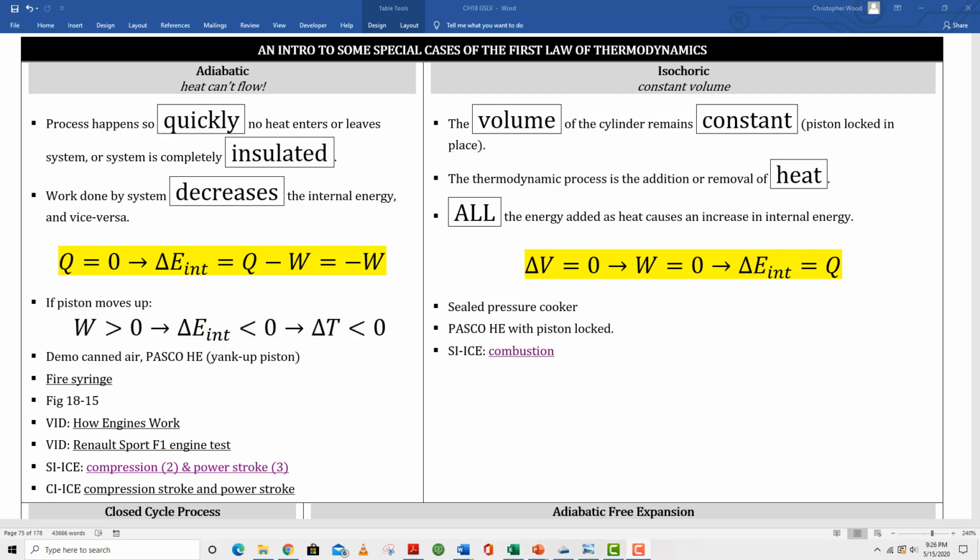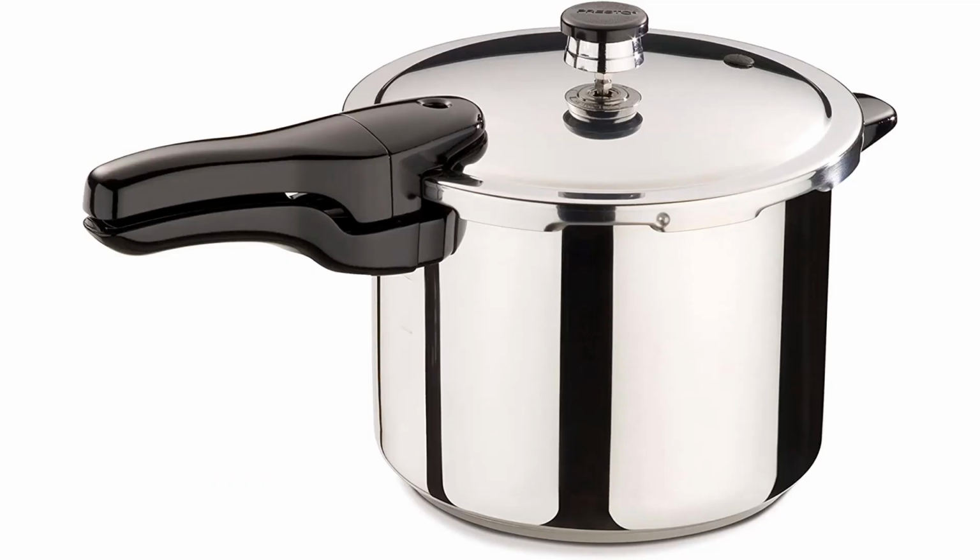Let's move on to the isochoric process. Isochoric means constant volume. Sometimes it's referred to as an isovolumetric process. So no matter what happens, everything can change except for the volume. The volume remains constant. Here's an example of an isochoric process, the pressure cooker.